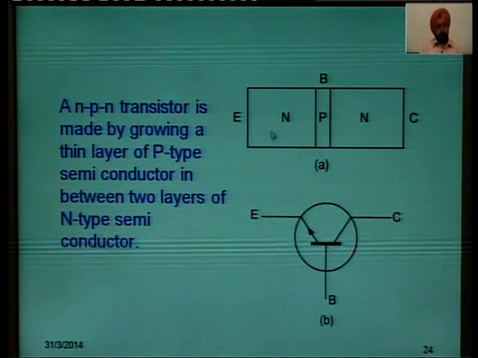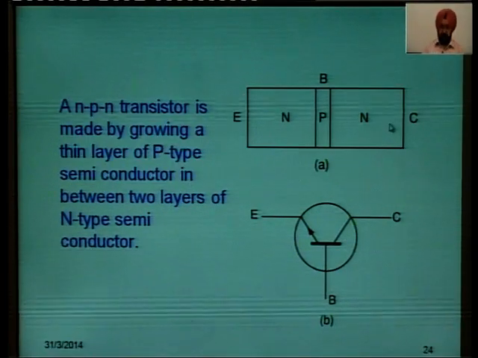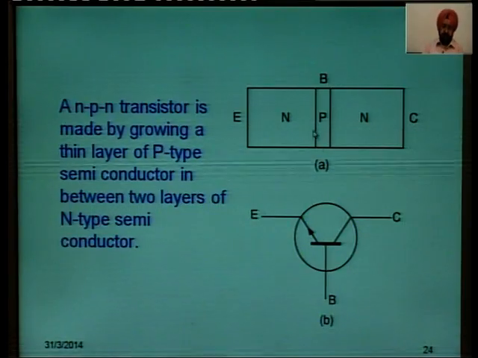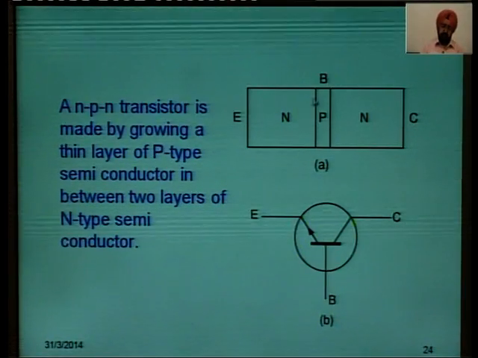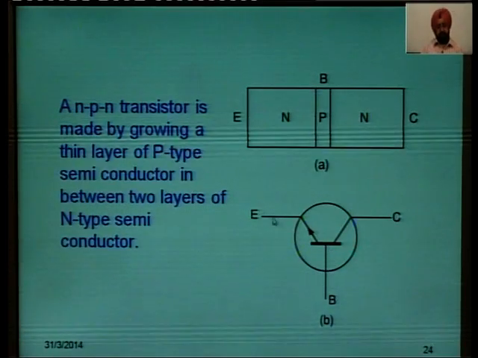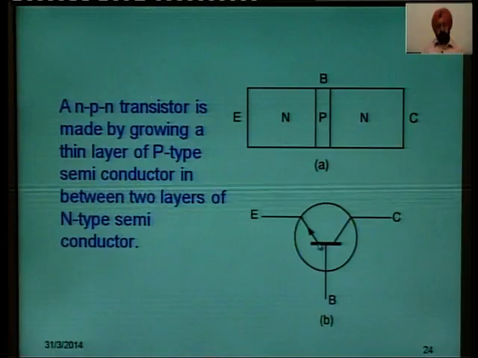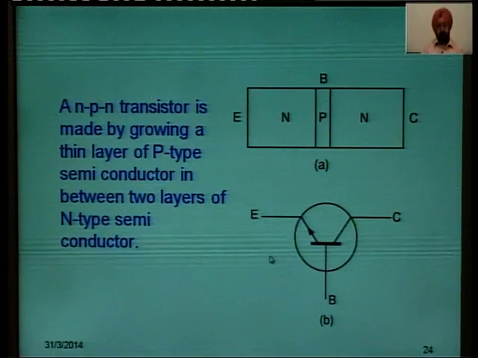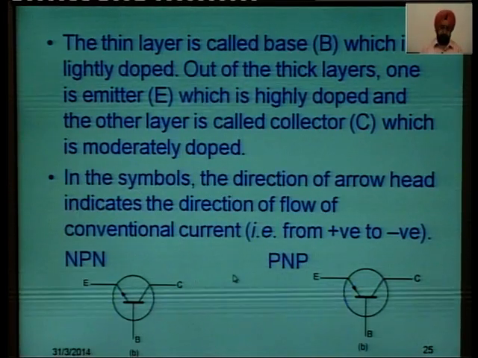Emitter is highly doped, collector is also highly doped, but lesser than emitter. Base is, you can say, very thin. As base is p type here, emitter is n type. So, direction of conventional current will be from p type to n type, that is from base to emitter.